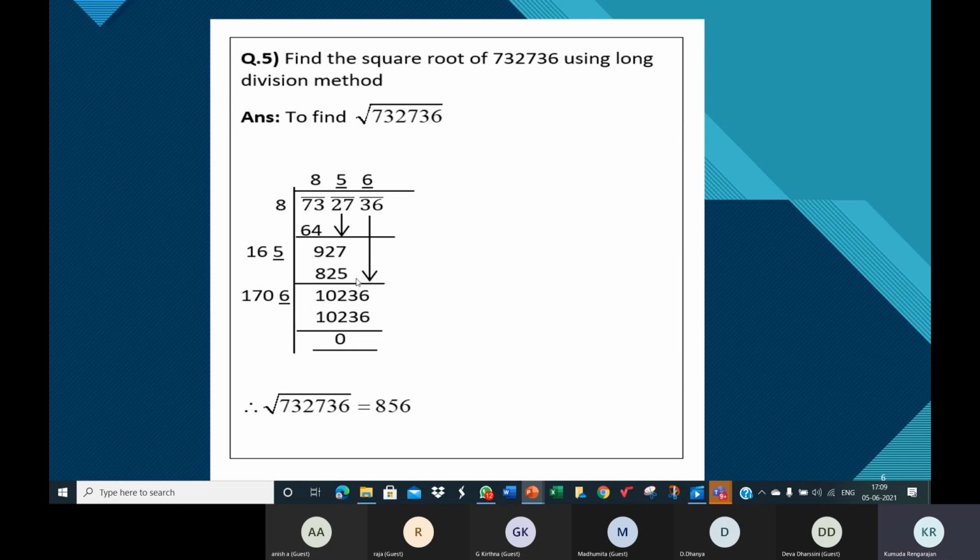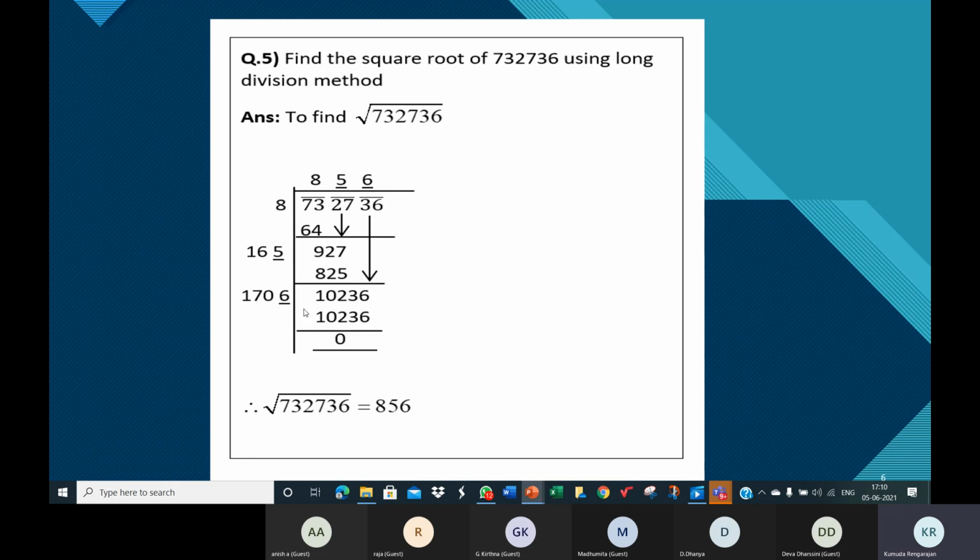And you're sure you can go with this number because you know 166 into 6 is more than 927. So it should be 165 into 5, which gives you 825. Subtract. That's the usual thing. On subtracting, you get 102. Bring the next pair down.